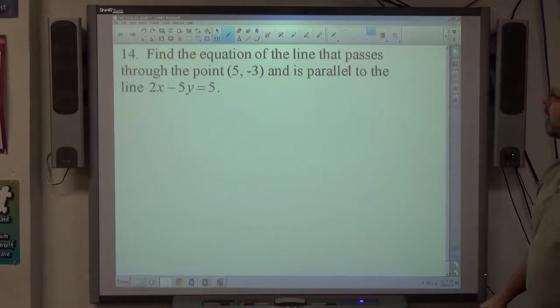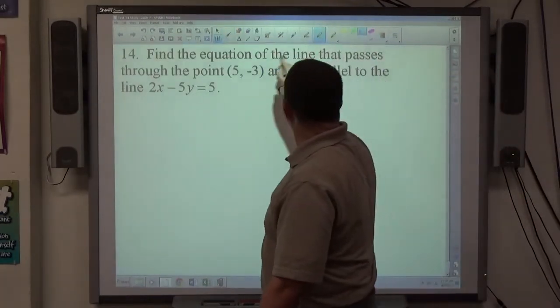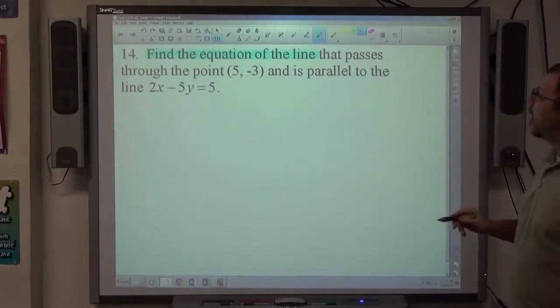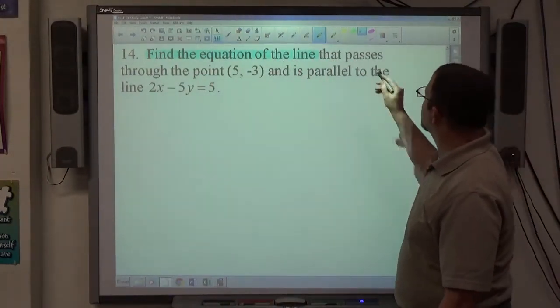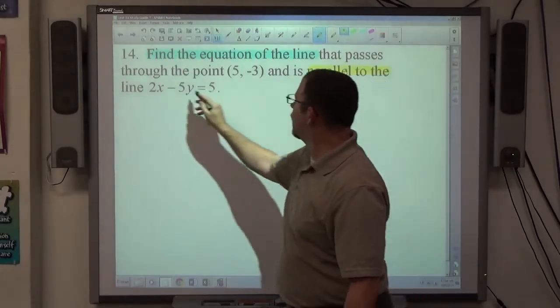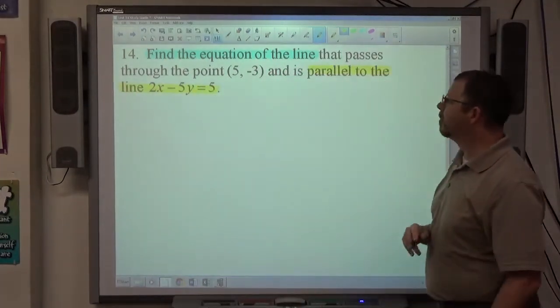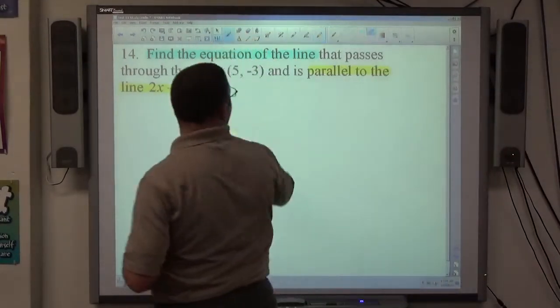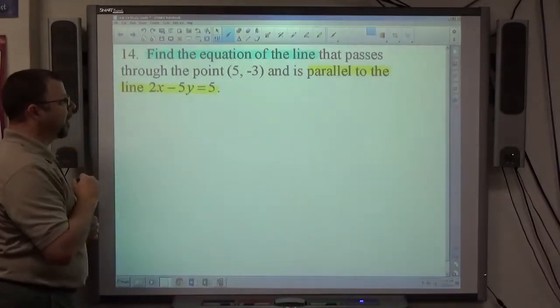Number 14, find the equation of the line. Find the slope, find the y-intercept. It passes through the point (5, -3) and is parallel to the line 2x - 5y = 5. Parallel lines have equal slopes, so I'm going to use the equation they gave me, 2x - 5y = 5, to find the slope.